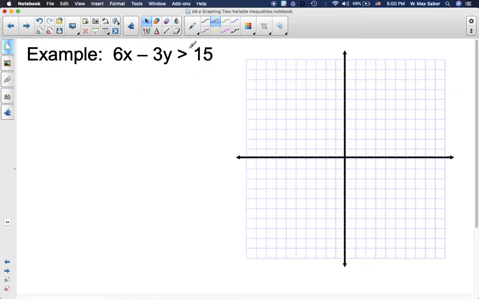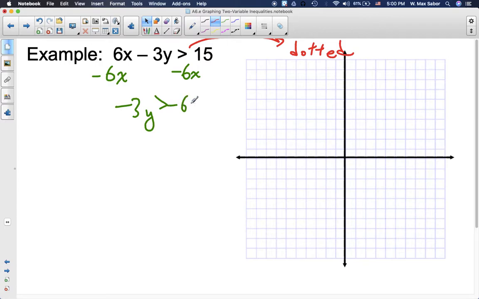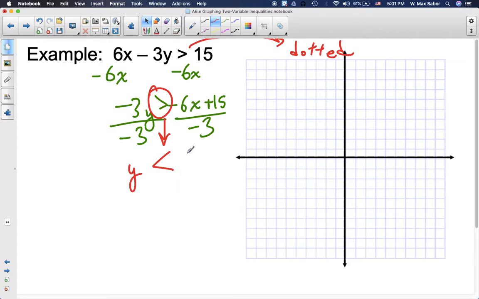All right, this is going to be a dotted line, open circles. Now we solve this for y. Subtract 6x. Negative 3y is greater than negative 6x plus 15. Divide by negative 3. Ooh, remember, when we divide by a negative, we flip the inequality sign. So this becomes less than 2x minus 5. And now we have negative 5, slope of 2. Again, if you're forgetting how to graph lines, that's a key skill that you need to remember.